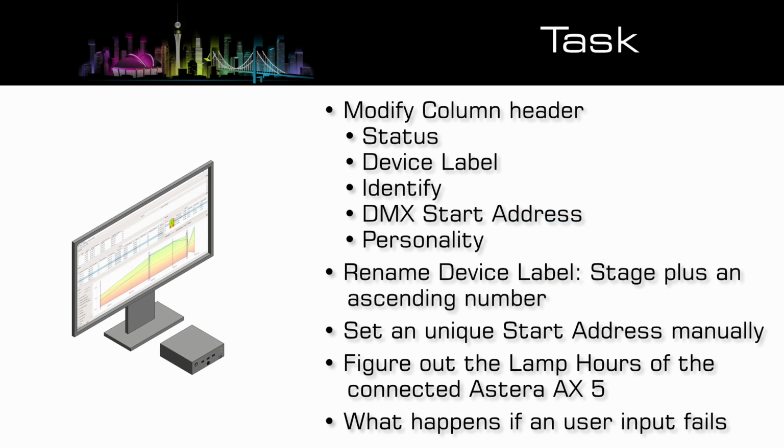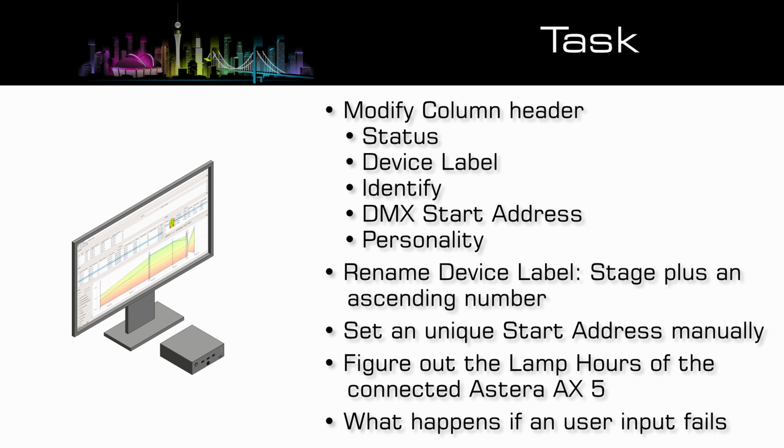As tasks, we have to do several points. In the first task, we want to modify the column headers so that only the columns status, device label, identify, DMX start address, and personality will be visible in the devices view.